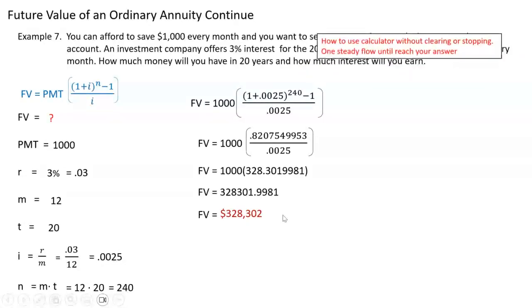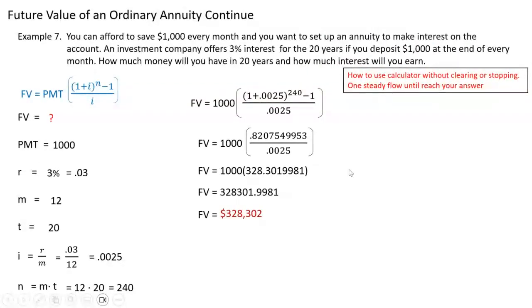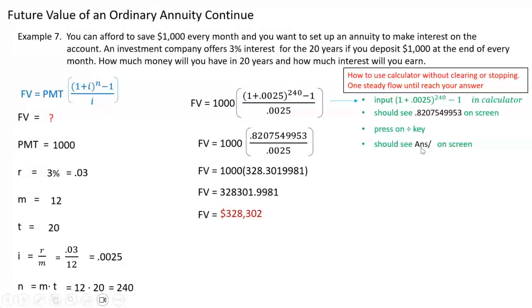Now, again, how we can use the calculator. So here we go in one steady flow. This is how you put it in the calculator. You can input, if you notice, all the numerator: parentheses, 1 plus 0.0025, close parentheses, to the power of 240, minus 1, in the calculator. And this is what you should see, right there in black. Then you're going to hit the division key, because you're going to be dividing by 0.0025. This is what you should see on your screen. And you're going to enter 0.0025, and this is what you should see on your screen.